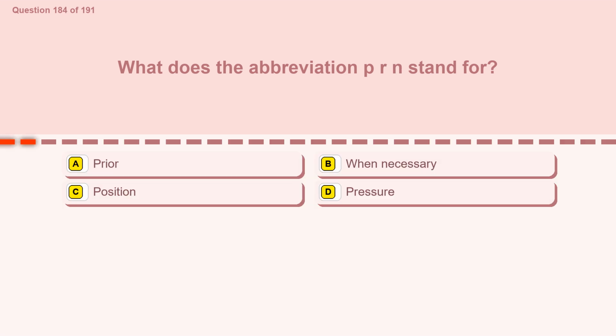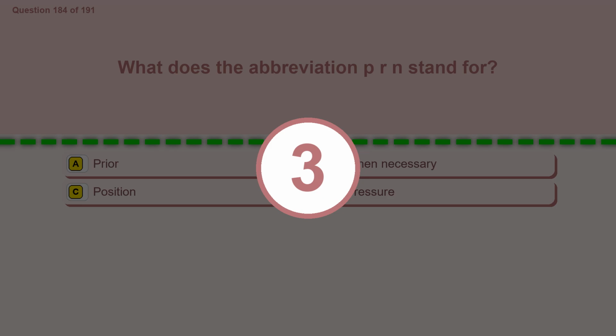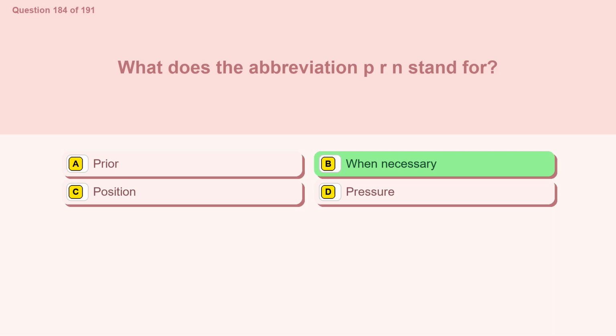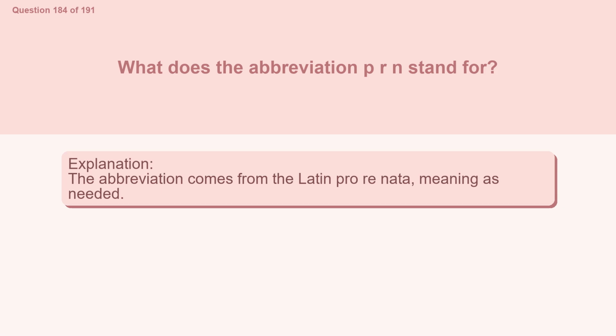Question 184. What does the abbreviation PRN stand for? Option A, prior. Option B, when necessary. Option C, position. Option D, pressure. The correct answer is option B, when necessary. The abbreviation comes from the Latin pro re nata, meaning as needed.